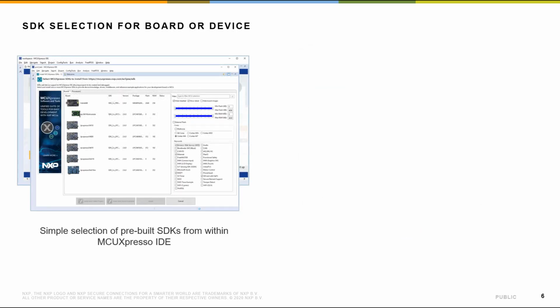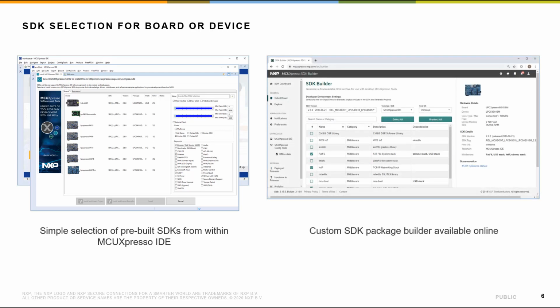Selecting a pre-built MCUXpresso SDK for NXP evaluation boards and devices is easier than ever before using the built-in selection tool available in MCUXpresso IDE. To configure a custom MCUXpresso SDK or to include enabling software technology from our partners, go to mcuxpresso.nxp.com and then use the SDK Builder.